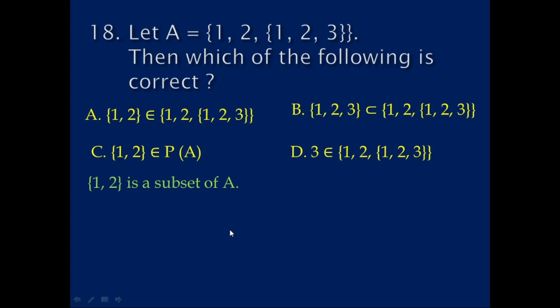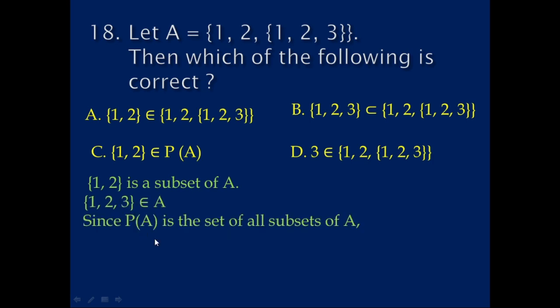And option C, P of A means it is the power set of set A. Power set means the set of all subsets of set A. Here you know that set {1, 2} is a subset of set A. Therefore, this set {1, 2} is an element of the power set of set A. Therefore, you can say that C is the correct choice.